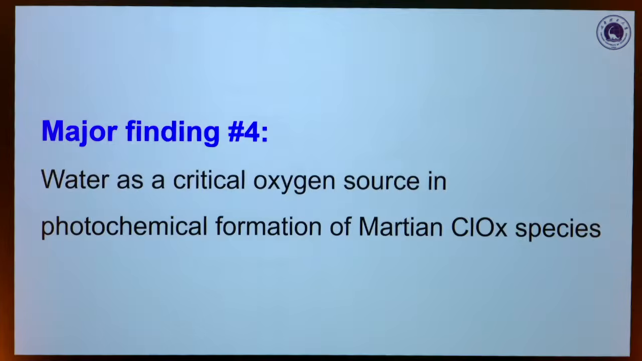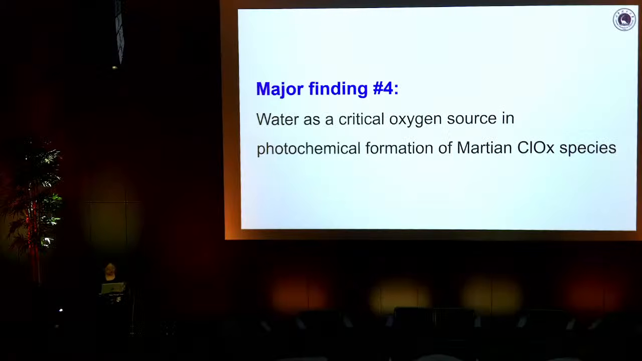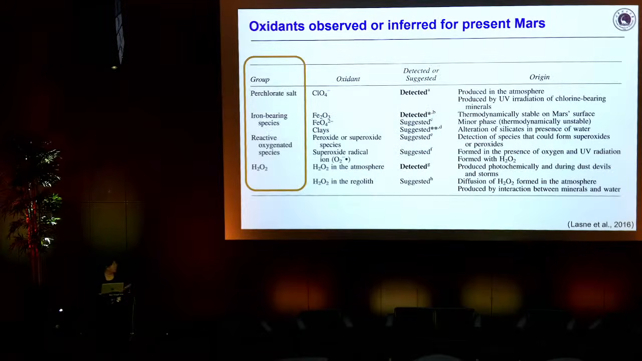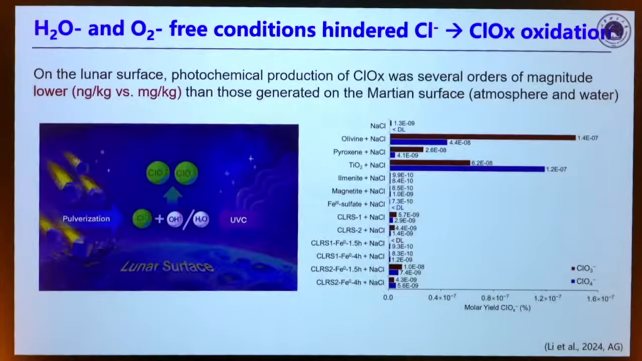And the final finding is about the critical role of water. So we now know that Mars is very oxidizing, and we have identified a lot of oxidants on the Martian surface. So in our experiments comparing halogen oxidation under photochemical conditions, we found that if you don't have water and oxygen in your system, you don't really have a source of oxygen for the oxychlorine species to be produced.